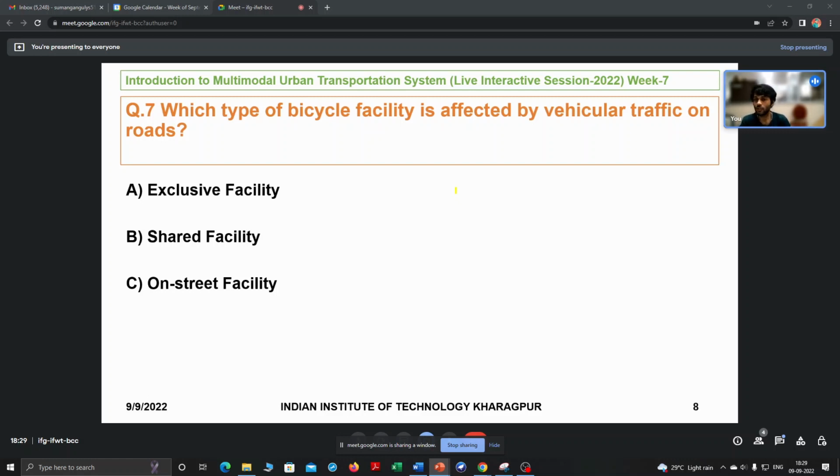So now the next question is: which type of bicycle facility is affected by vehicular traffic on roads? Is it an exclusive bicycle facility? Is it a shared bicycle facility? Is it an on-street bicycle facility? What could be the right answer? Which kind of bicycle facility is affected by vehicular traffic on roads? So suppose you have a vehicle, you have a bicycle facility. Which type of facility is affected or influenced by the vehicular traffic? Is it a shared facility? Is it an exclusive facility? Or is it an on-street facility? What could be the answer?